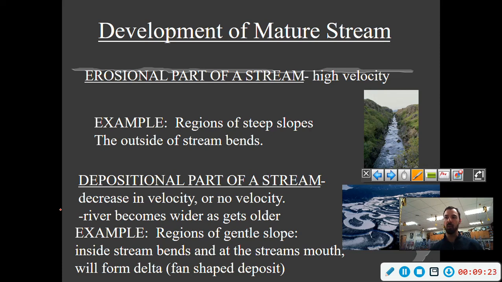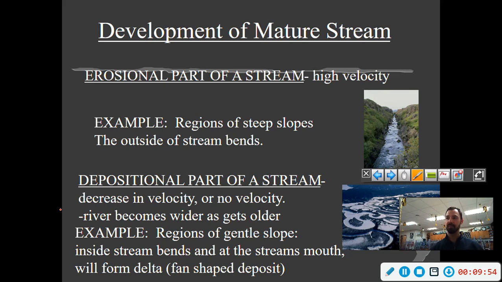Rivers become wider as they get older. And the reason why, the meanders will start getting wider and wider, due to the erosion on the one side, deposition on the other side. And so inside of stream bends and stream mouth, where it ends up opening up into the lake or ocean, where the delta is, you're going to have a lot of deposition happening. So again, don't forget that delta or fan-shaped deposit at the end of the river.